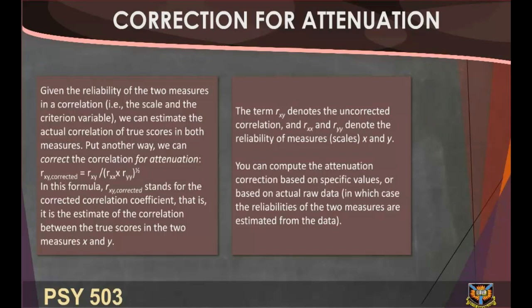In this formula, Rxy corrected stands for the corrected correlation coefficient. That is, it is the estimate of the correlation between the true scores in the two measures x and y. The term Rxy denotes the uncorrected correlation, and Rxx and Ryy denote the reliability of measures x and y.